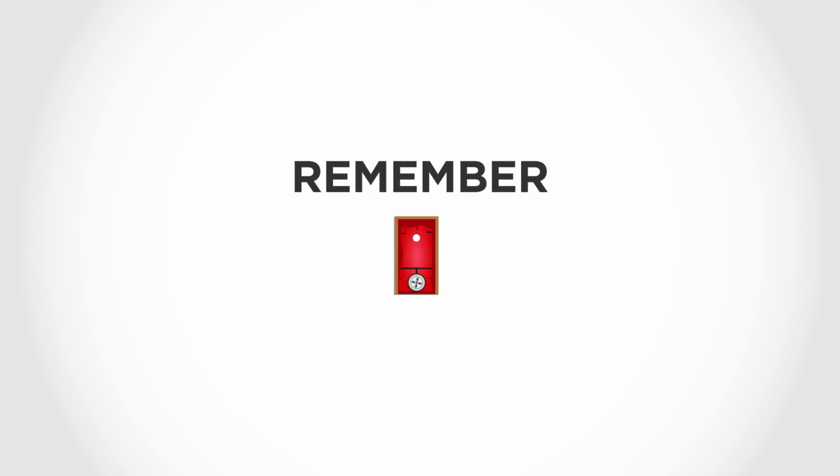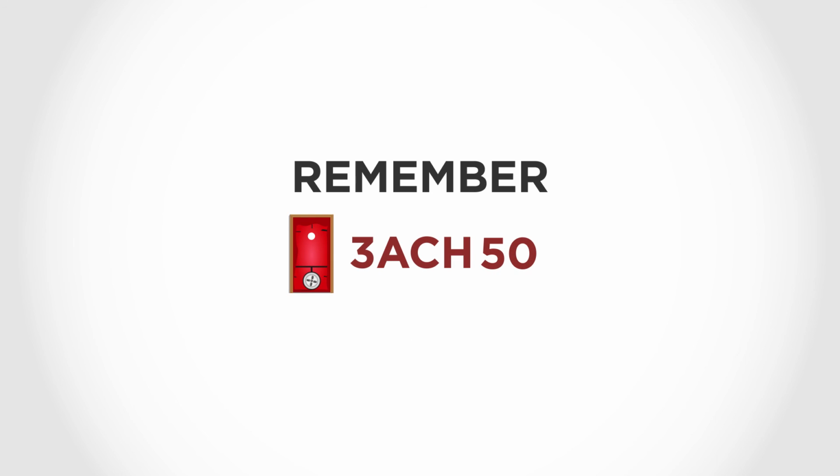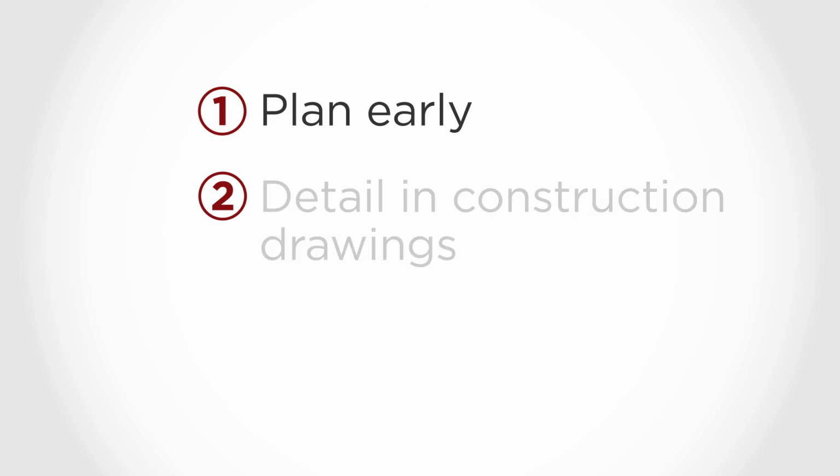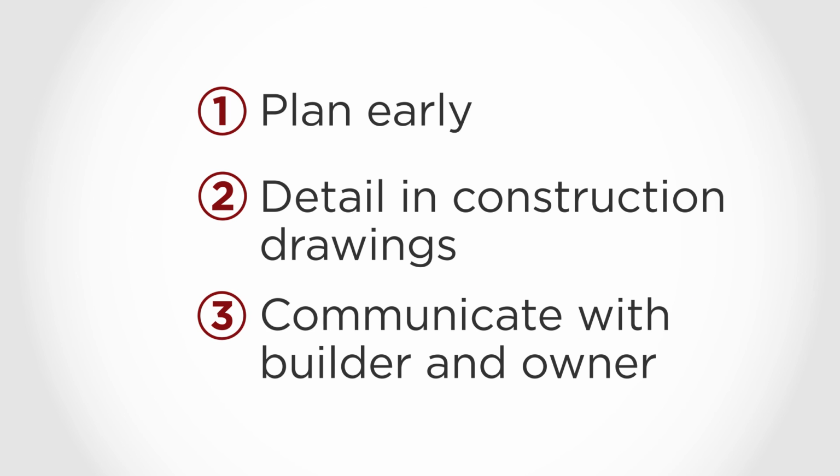So let's review. New York State Energy Code requires that newly constructed or renovated residential buildings must use a blower door test to demonstrate an airtightness level of 3 air changes per hour or less at 50 pascals. Best practice is to plan early for a continuous air barrier, detail air sealing in construction drawings, and communicate thoroughly with the builder and homeowner about air sealing.